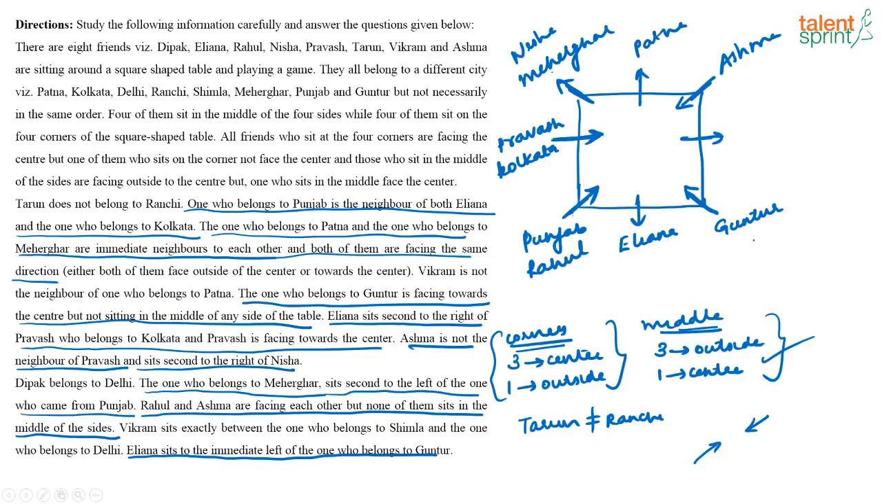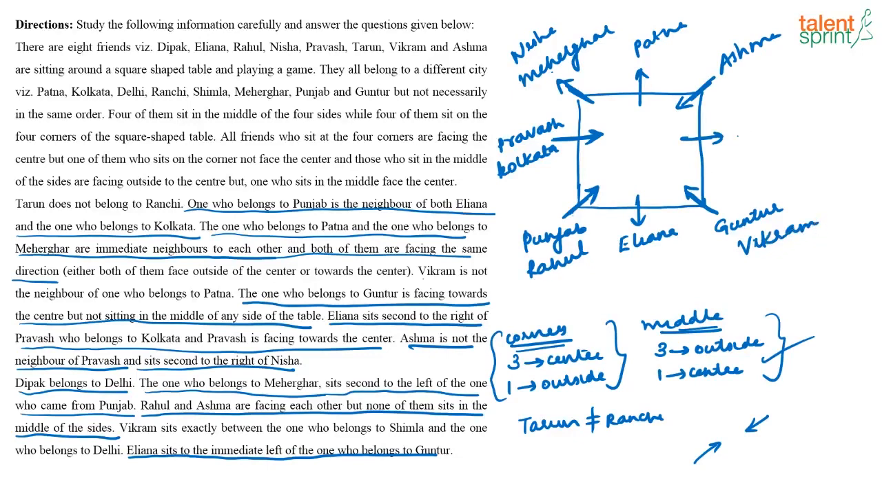And now who else are we left with to fix? Okay, that is done. Vikram is not an immediate neighbor of the one who belongs to Patna. So Vikram can't be, okay, this is Asma already. So this is Patna. Where should Vikram be? Vikram sits exactly between the one who belongs to Shimla and the one who belongs to Delhi. And it is also given Deepak belongs to Delhi. So where can I place Vikram? If I place Vikram here, Vikram has to sit between the one who belongs to Delhi and Shimla. So Deepak should be somewhere here, right? So Deepak Delhi I can't place. So I can't place Vikram here. Vikram can't be anywhere else. So the only place where I can place Vikram is here.